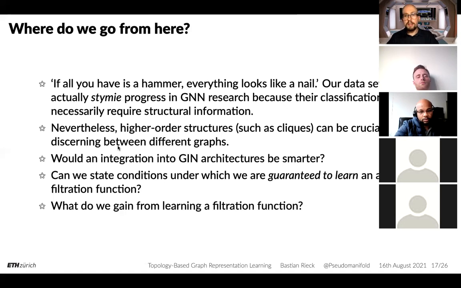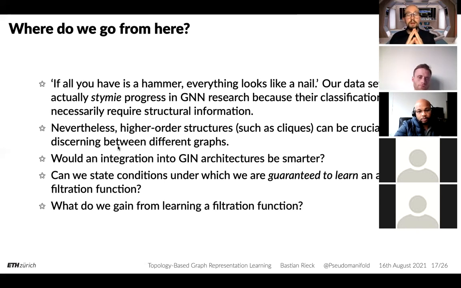So I have the feeling personally that some of our datasets might actually stymie progress in GNN research, because their classification does not necessarily require structural information. So if a lot of the edge information is already available in the nodes, then you don't really need to consider the edges. But this also means that you don't need to consider the rest of the graph structure, and you could just do the prediction on the nodes themselves. And this is a little bit problematic because it makes you focus on the wrong things. Classifying a graph should fundamentally also be about incorporating information about the edges. This is what we need to work towards as a community, I think.